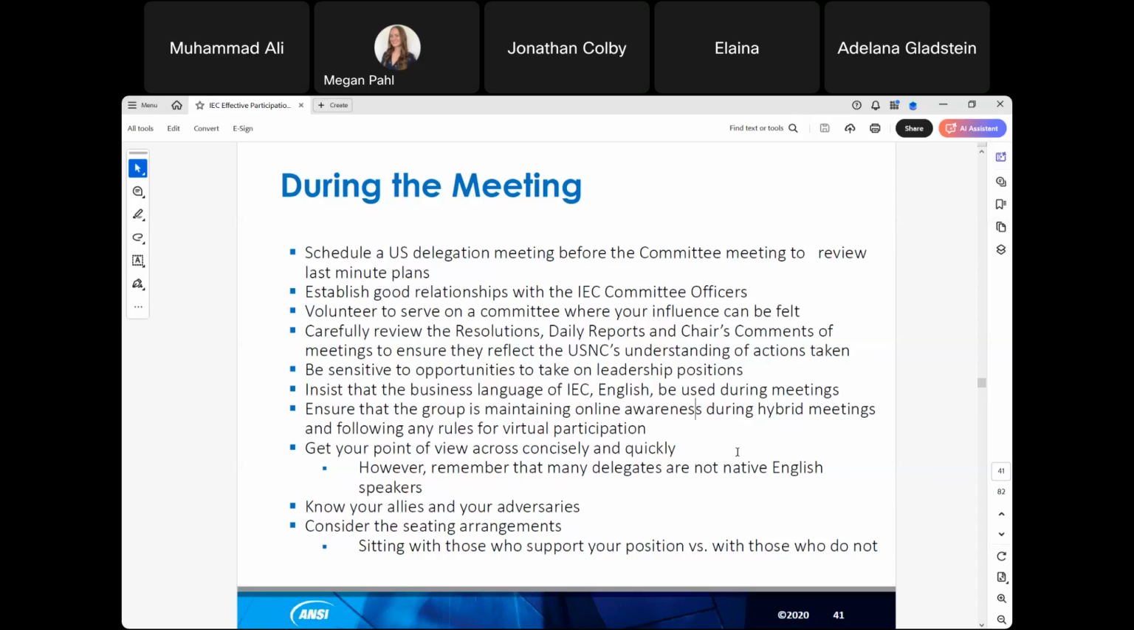So prior and during the meetings, you want to make sure that you read the written resolutions, daily reports, comments from the chair or from other officers to make sure that they reflect the USNC's understanding of the actions that were taken. And I can't stress this enough, and we'll see it again in some of the other slides. The written record is going to be what counts. So it's not going to be what you hear and what you remember about the meeting. Check the notes. Make sure they have everything in there that you needed to capture and that they're captured correctly.